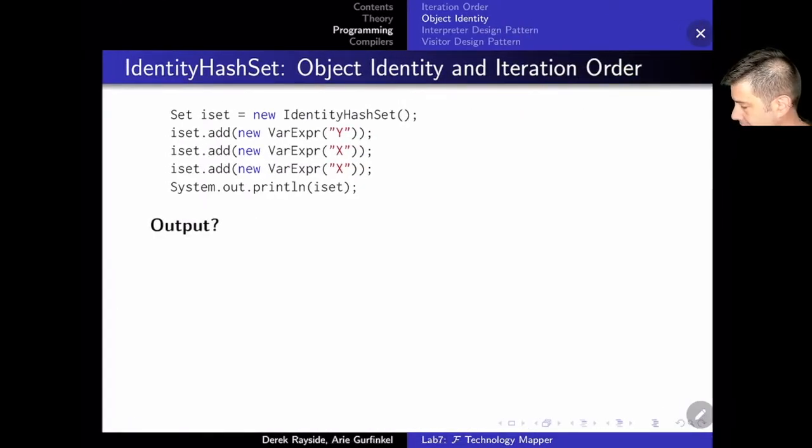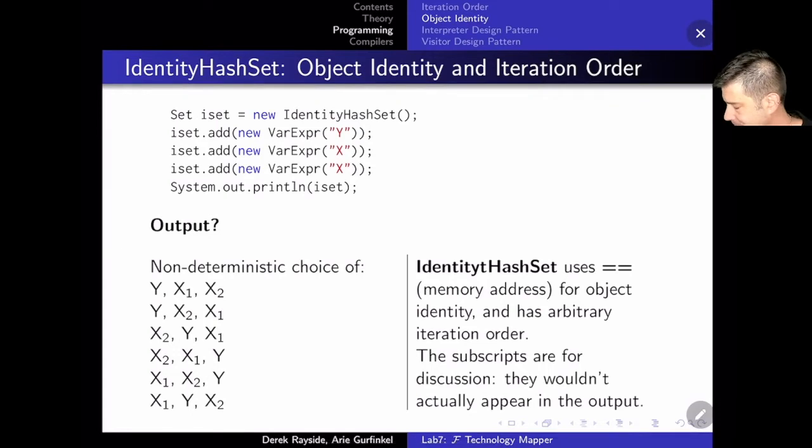Now, finally, our other alternative is to use an IdentityHashSet, this guy. An identity hash set resolves equality using object identity, so the double equals. So in this case, what we expect to be printed is actually 3 elements, y, x, and x, but the order is now arbitrary, because this is a normal hash set, so it doesn't preserve an order, it's not linked, but it uses object identity instead of equality.